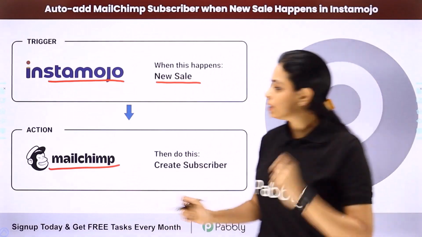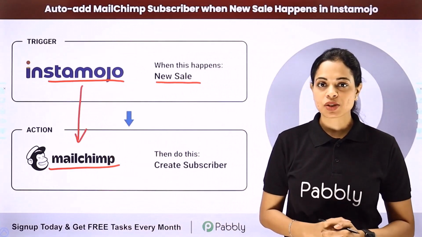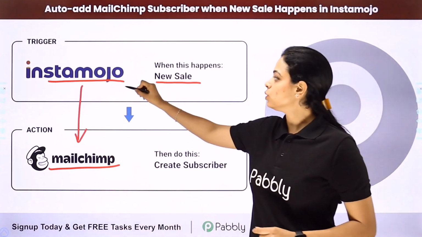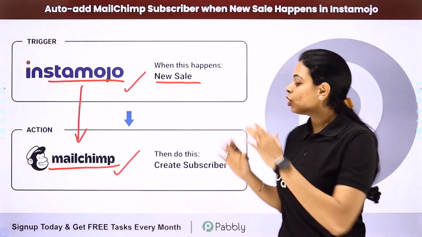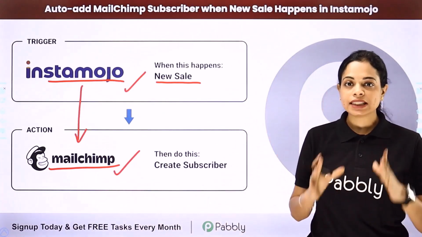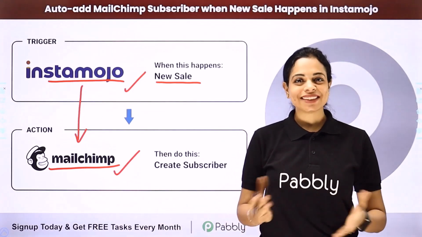How can we do that? For this, we will have to integrate the two applications, and the same thing can be done using Pabbly Connect software. So here your trigger application will be Instamojo and your action application will be Mailchimp. So how can you do this yourself? Integrate and automate this entire process. To understand that, let me take you to my screen.